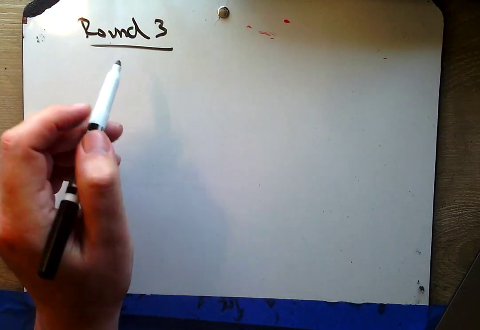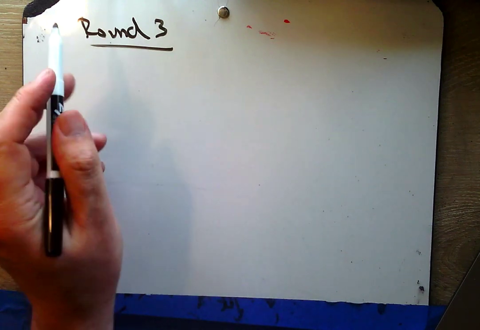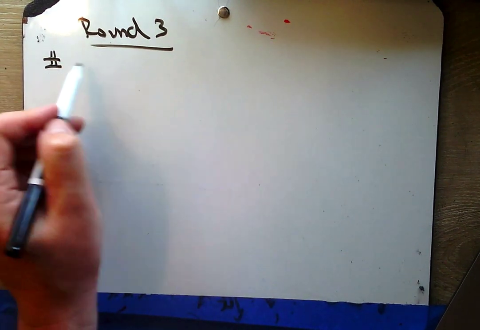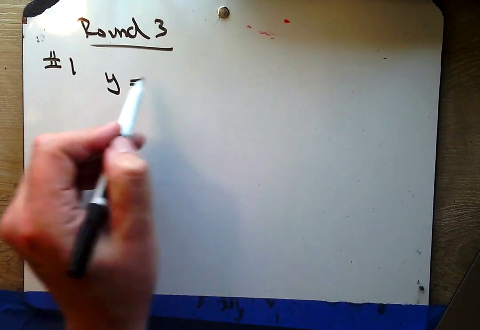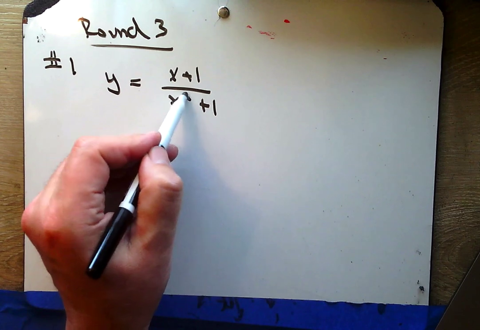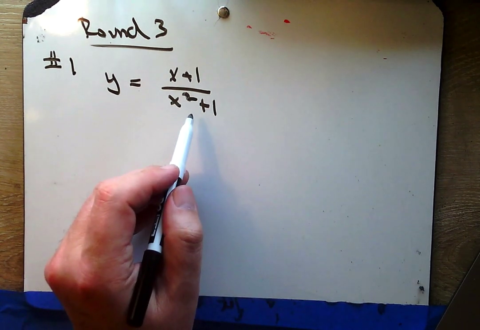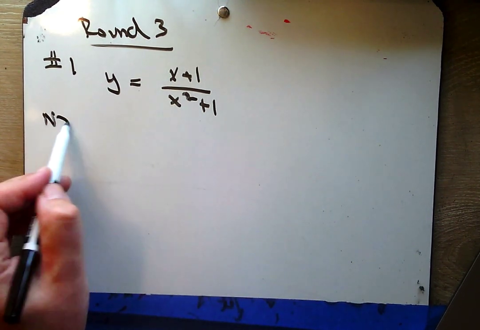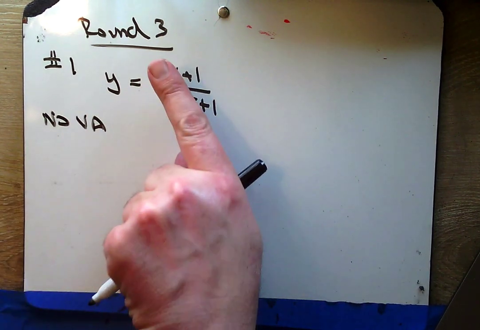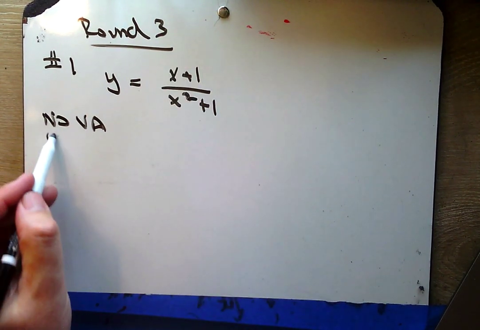This means we're back to graphing. Yeah, what about this one? This is just round 3, number 1. This says y equals x plus 1 over x squared plus 1. Hey, any vertical asymptotes? Nope. No VA. At least no real ones for my graph. Y-intercept is 1.